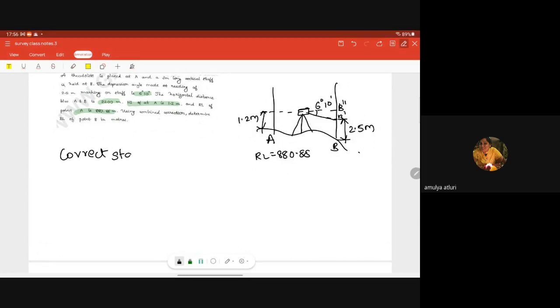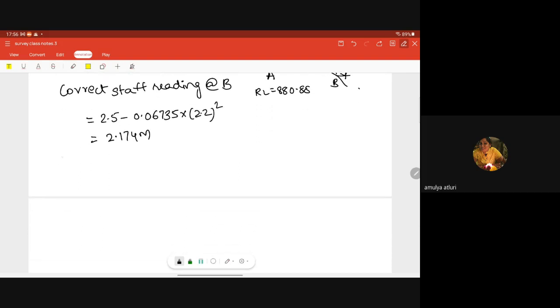Correct staff reading at B. At B is equal to 2.5 minus 0.06735 into 2.2 square, right? So what is the value? 2.174 meters.